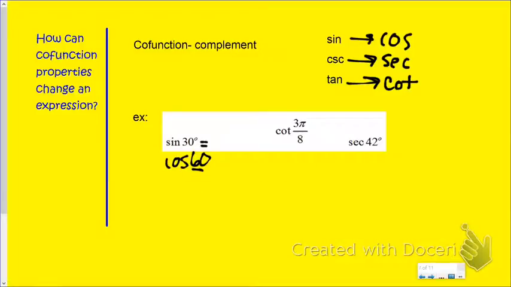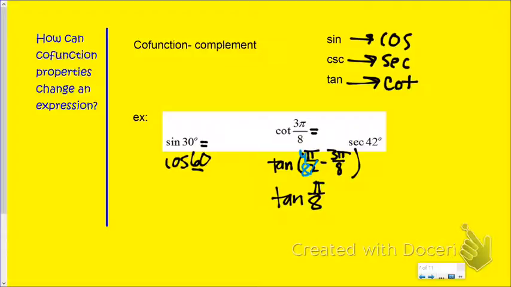So same idea here on this next one, but now we're looking at radians, okay? So cotangent is going to equal tangent when those angles add up to pi over 2. So I do pi over 2 minus 3 pi over 8. In order to subtract those, I need to get a common denominator. So that common denominator is going to be 8. So this becomes 4 pi over 8. And I subtract those, and I get tangent of pi over 8. Secant, again, its cofunction would be cosecant, so that will equal cosecant of 48, because that's 90 minus 42.